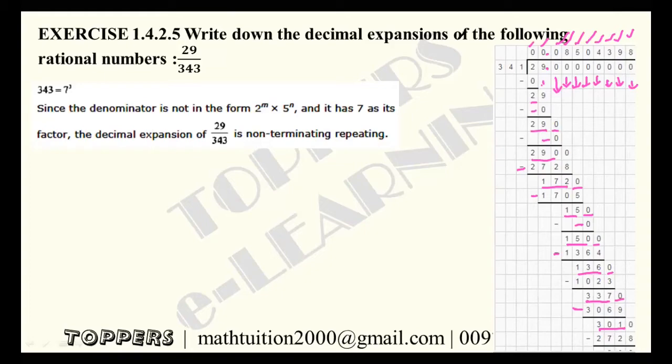85043 is the repetition block, right? So we get 29 divided by 343 is 0. One more 0 is there, right? Typing mistake, so correct it. We have a 0 here. Then 850,439. It will repeat. So it is a non-terminating, repeating number.